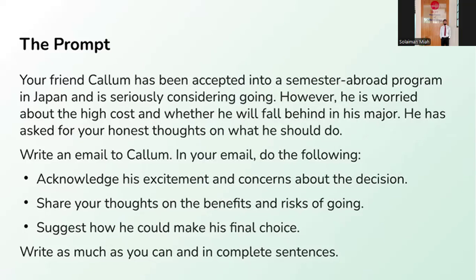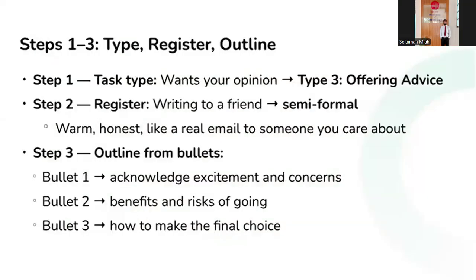Before we do anything else, let's go through our 5 steps. Step 1, what type of email is this? Callum is asking for your opinion on a difficult decision. That makes this a type 3 email, offering advice or perspective. If you flip to the type 3 section of the templates guide, that's your phrase menu for this email.